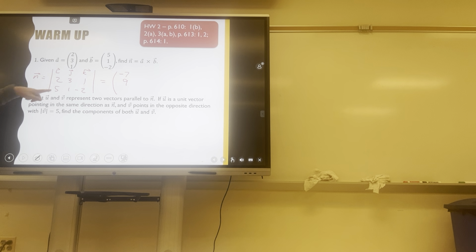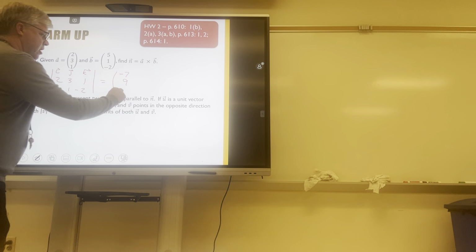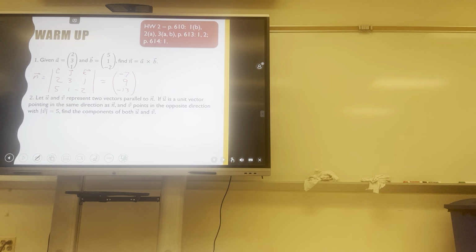The minor for K is this, 2, 3, 5, 1. What is that determinant? 2, 3, 5, 1? Nope. Oh, I know what you're doing. You added. Negative 13. Yeah, it's 2 minus 15, right? Not 2 minus 8. So, yeah, negative 13. Okay? All right, are we good? So that's the answer. That's the cross product, right?